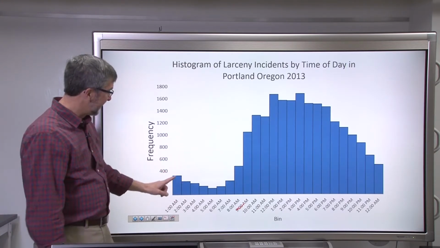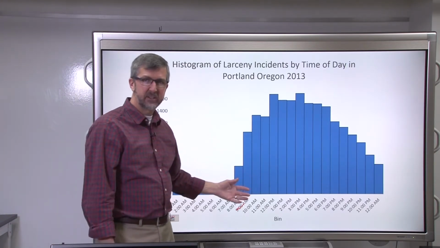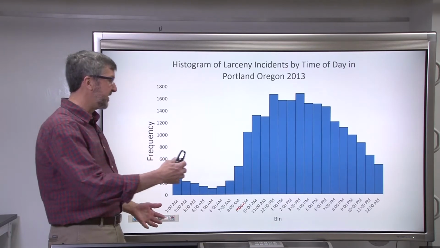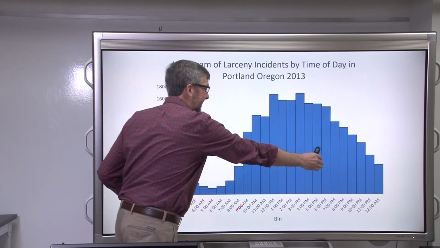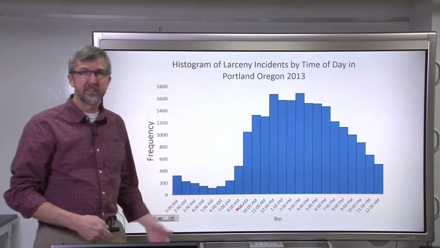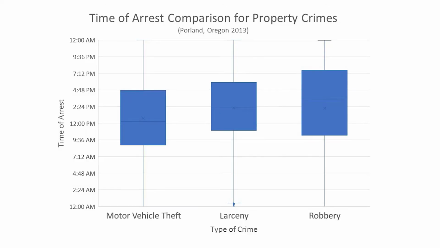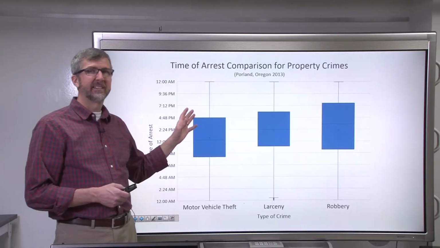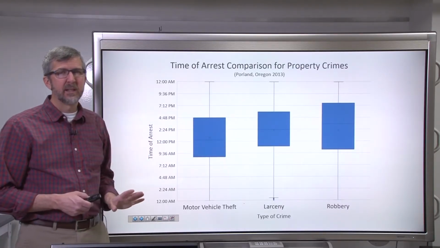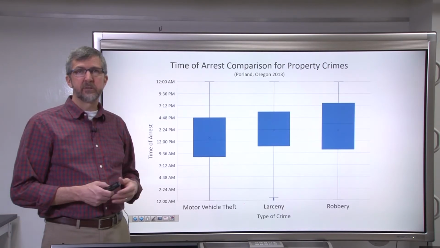Histograms typically have the bars touching, and that lets you know that this is a continuous set of data that is unbroken. These are not categories. To compare multiple distributions, a box and whisker plot is the best chart to use. A detailed explanation of this is outside the scope of this video, but I'll include a link to it in the supporting material.